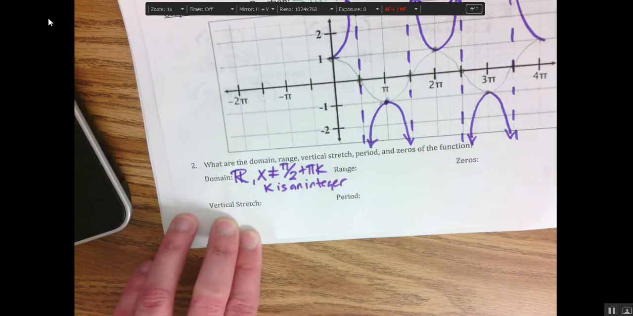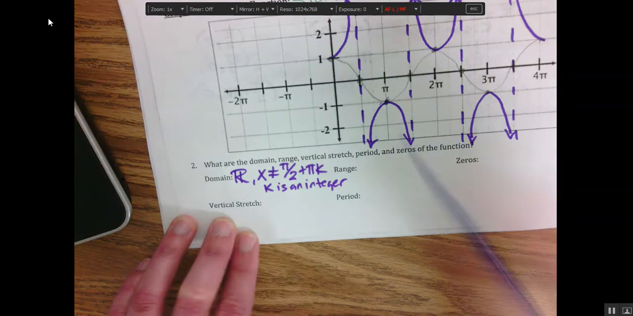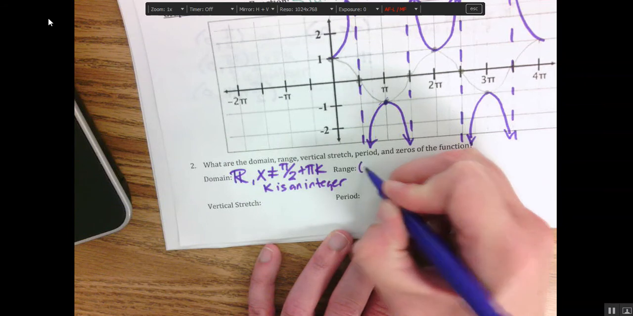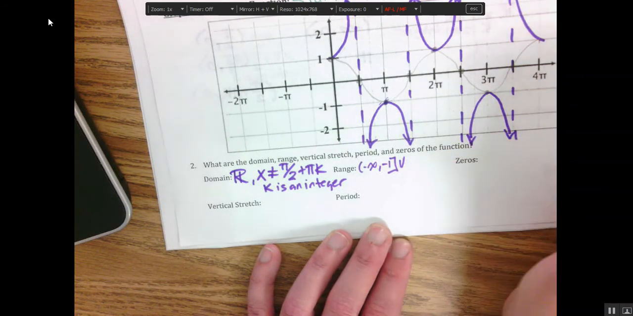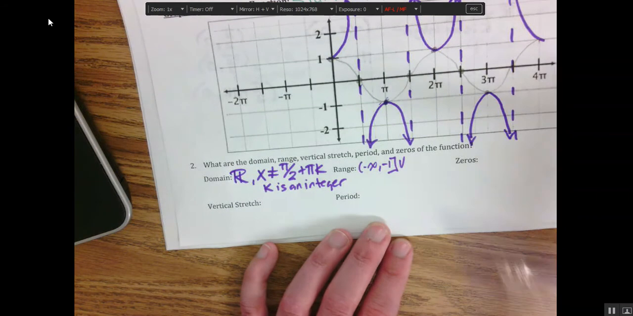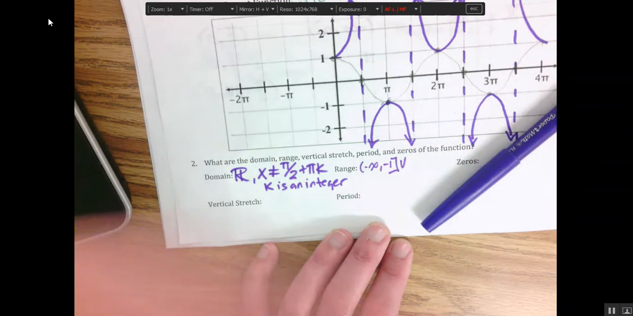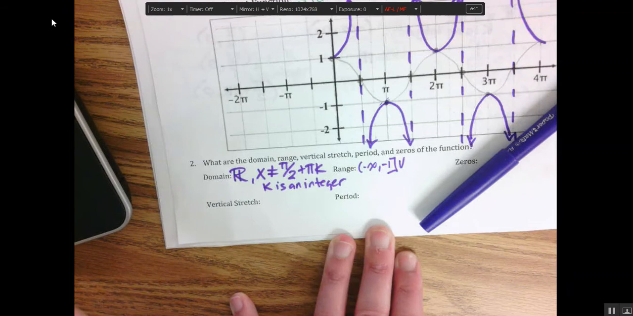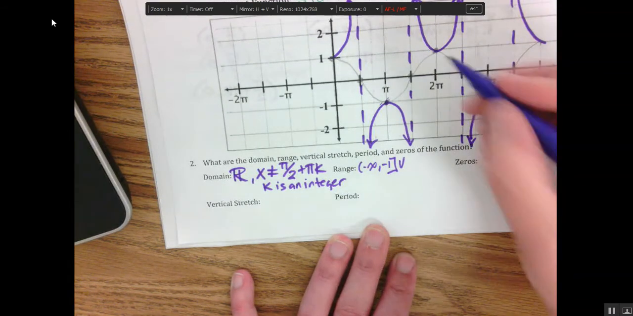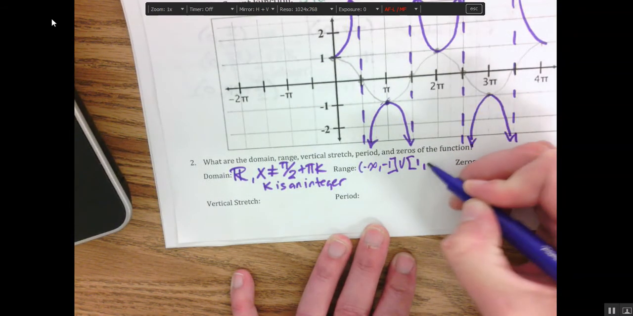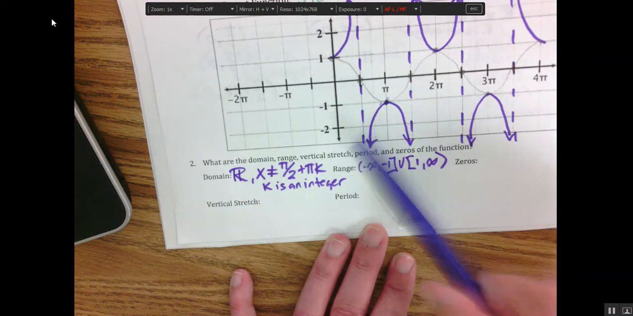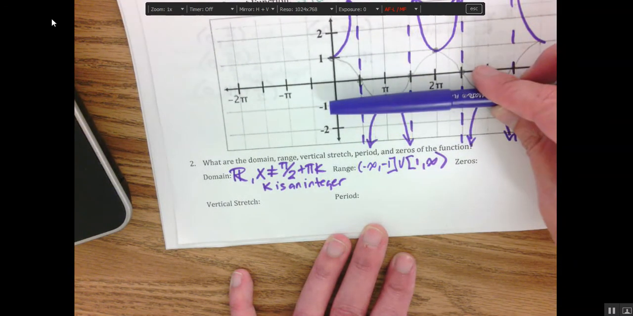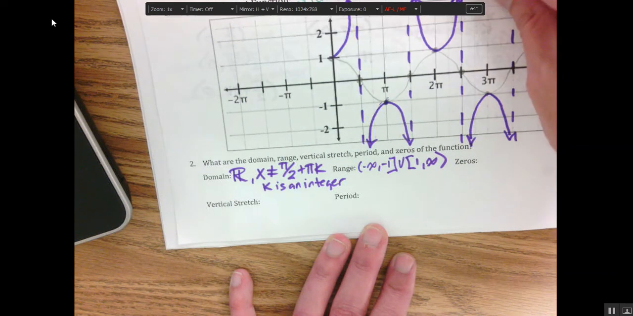Raise your hand if you have the range. Michael. It's negative infinity to negative 1, and then positive 1 to positive infinity. Right. This part in the middle is just cosine. It had nothing to do with the graph, so you had to stop your graph at -1 and then pick it up again at 1.